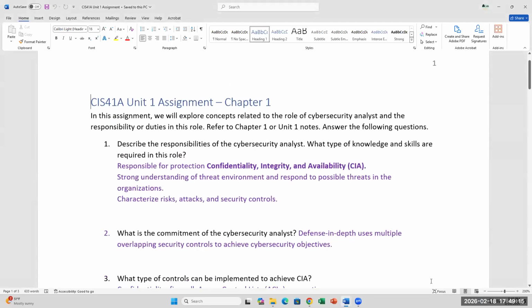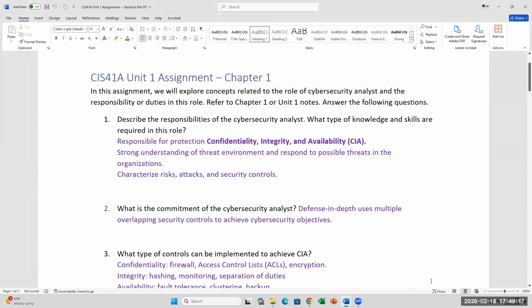So number 1, describe the responsibility of the cybersecurity analyst. You can add your own answer in, right? You don't have to copy verbatim what I had. I just want to put it here so that you can see. The way I teach is you can see, you can hear, you can type, and you will remember. What type of knowledge and skills must you have in this role? So we are responsible for confidentiality, integrity, and availability, the CIA.